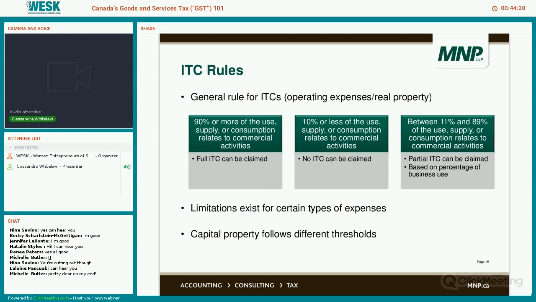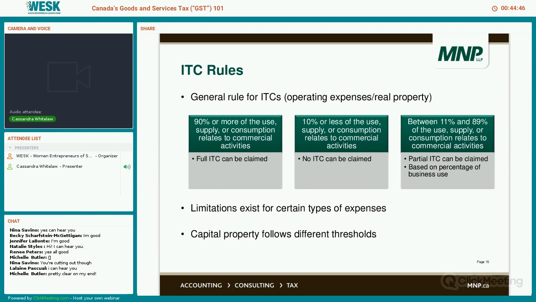So there's some general rules for ITCs. These will apply to operating expenses and real property. Capital property has different rules. Basically, if you are using the item that you've purchased for 90% or more for the use, consumption, or supply relating to your commercial activities, then you can claim back a full ITC. So you can get back all of the GST you paid on that item.